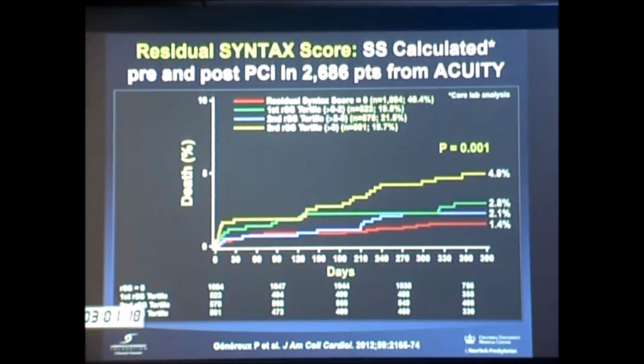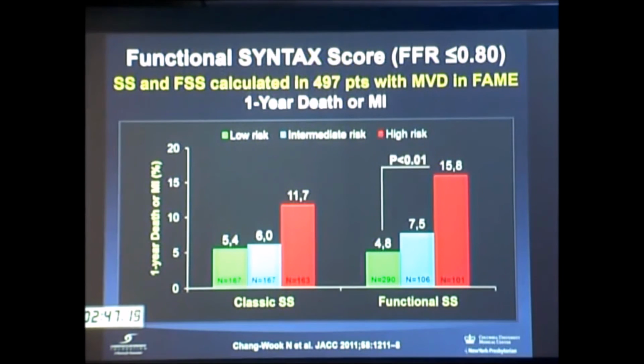And at least in analyses that were done in our core lab, the higher the residual SYNTAX score, the more disease that was left behind, the worse the outcome, looking at death specifically in this case, for these types of patients. And so that's one of the reasons why we believe that complete revascularization is the way to go. Now, the final aspect of this is whether you can use FFR, not just the angiogram, to help yourself.